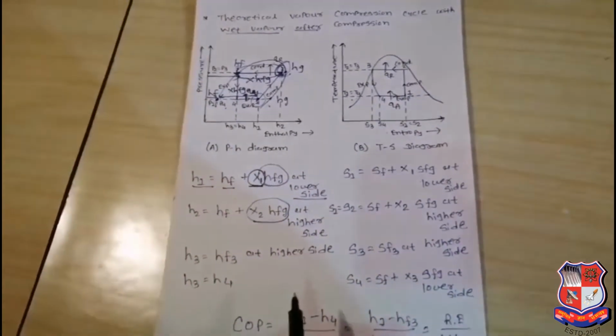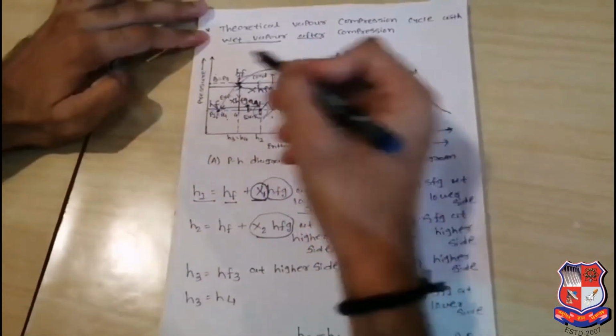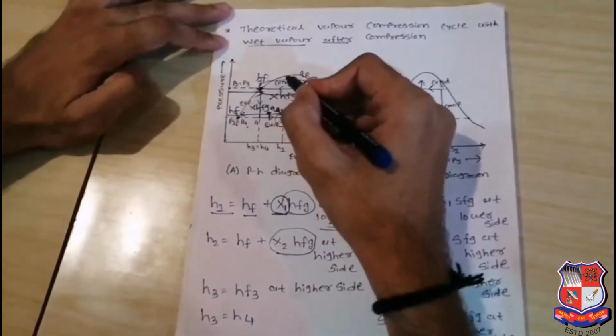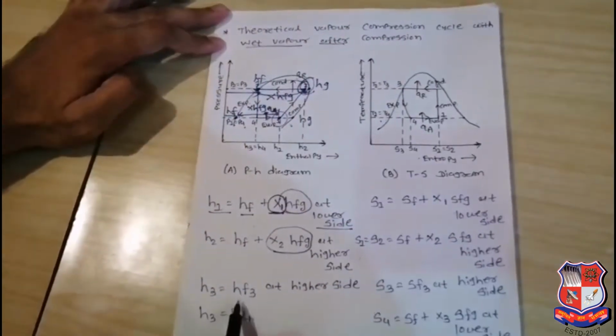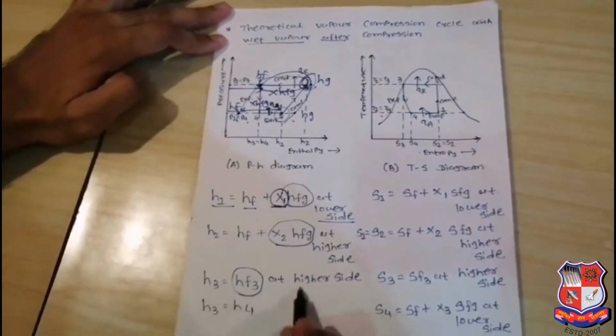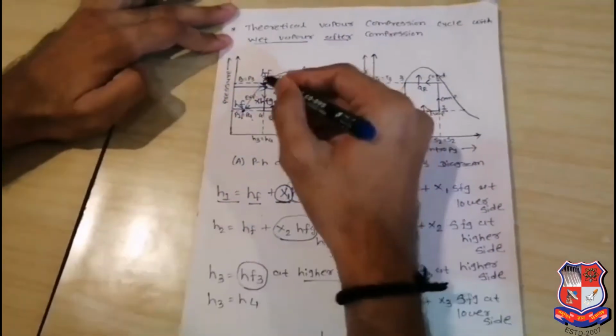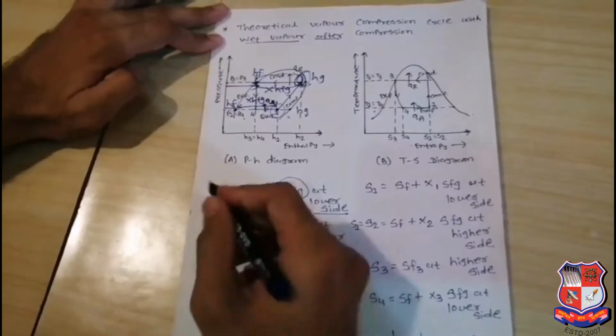After that, H3 will be determined. H3 we can directly and easily find out on the saturation curve. So H3 is equal to HF3 at the higher side, and H3 is equal to H4. So we can easily find out H1, H2, H3 and H4.